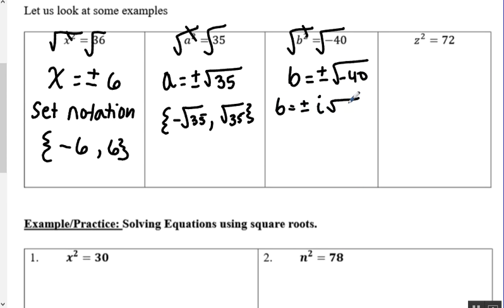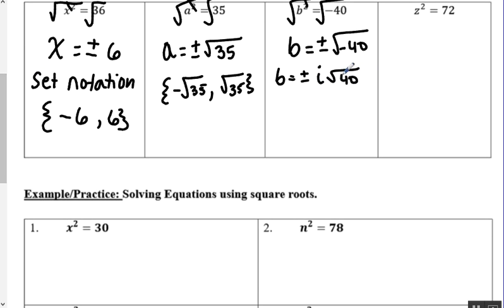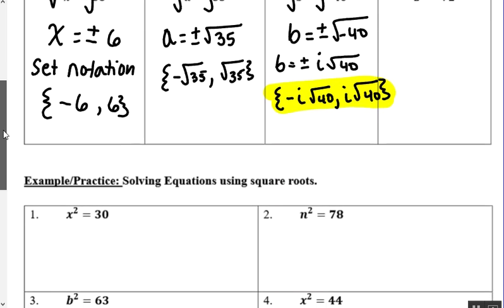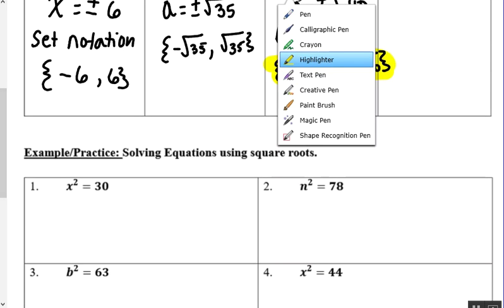And then you have square root of 40 here. Now, at this point, I'll be honest with you. You should simplify it, but if you don't simplify it and you write your answer like this, negative i square root of 40, and then positive i square root of 40, I'm okay with this. Okay? I'm okay with you leaving your answer like this. But this one, you can simplify it.